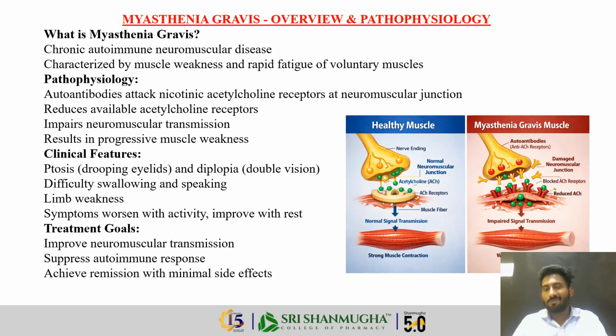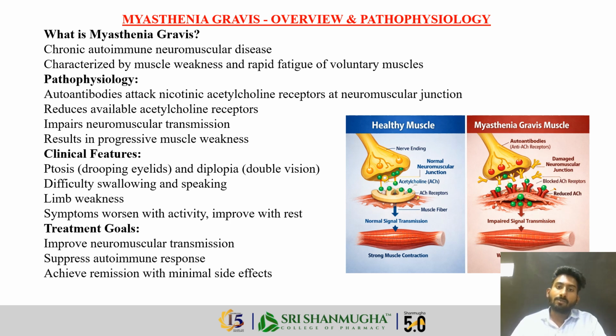What is Myasthenia Gravis? Myasthenia Gravis is a chronic autoimmune neuromuscular disease that causes muscle weakness and rapid fatigue in our voluntary muscles. The diagram shows normal healthy muscle and myasthenia gravis muscle.